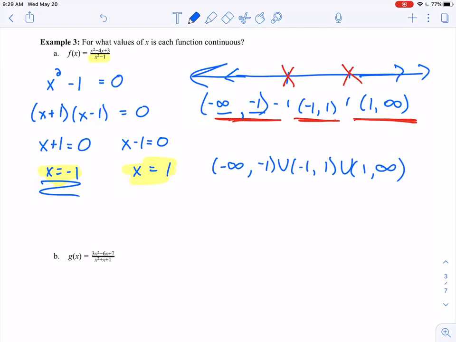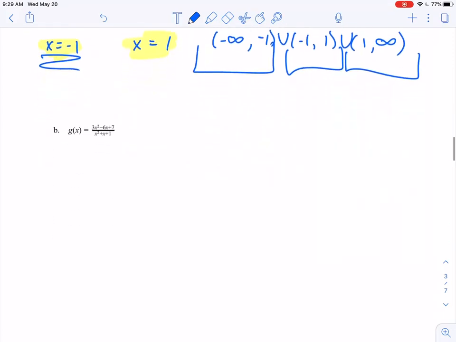To be honest, I don't care which one you use. I'm not going to take points off for using one or the other. I believe our textbook just uses commas, so I'm going to try to be consistent with that. But as long as you have these 3 intervals listed, that's what I'm checking for. That's what I'm interested in seeing. It's continuous on these 3 intervals.